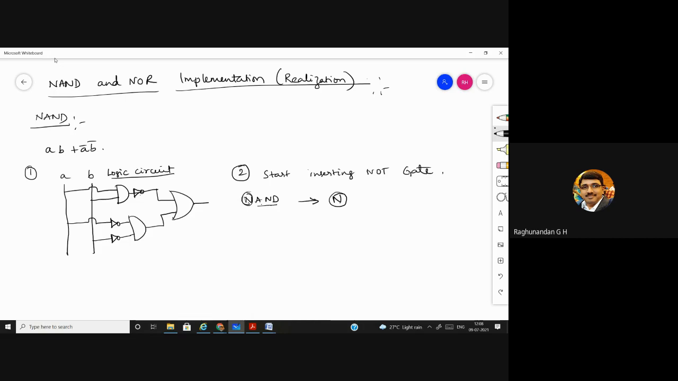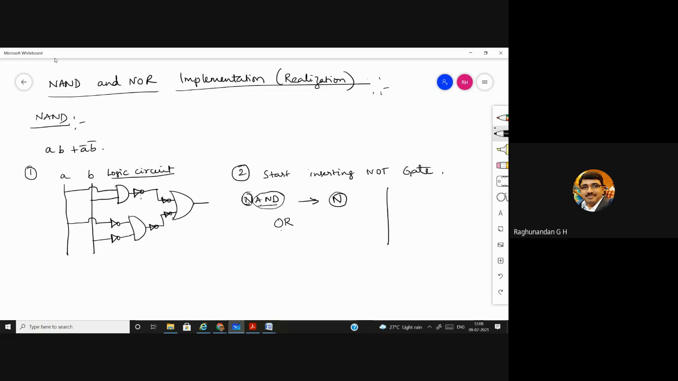Just for remembrance, I'm telling you, because otherwise you'll get confused. N is in front of AND. That's why we put the NOT gate in front of the AND gate. In NAND realization, for OR, you should put the NOT gates at the input side. For AND, you should put it at the output side.